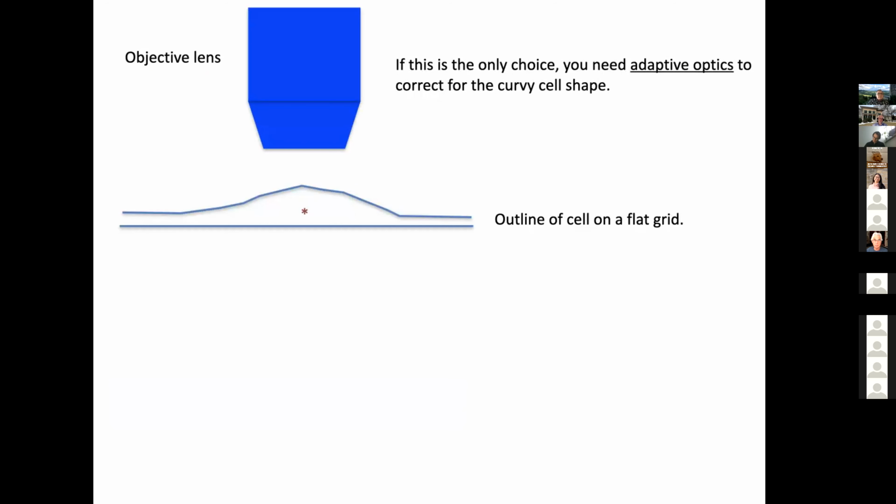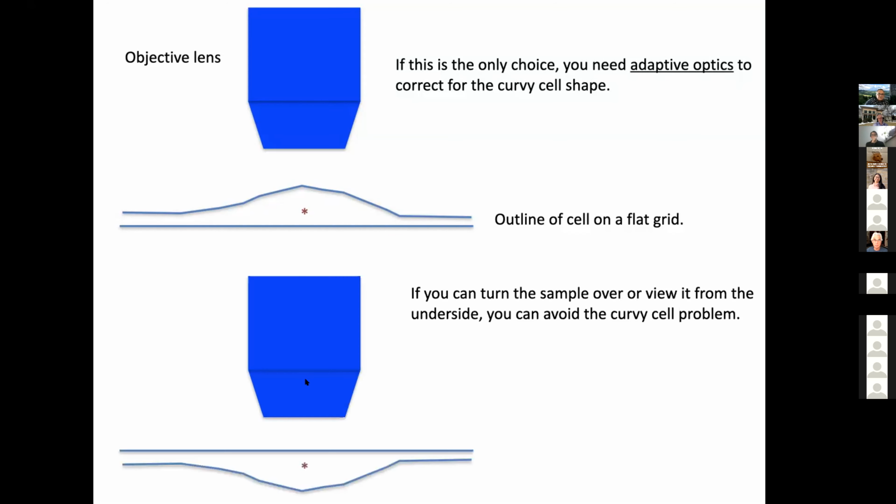So if this is your only situation, you have to look down on the top of it. To get an SMLM map, you'll need to use adaptive optics. And there are now objective lenses with adaptive optics built in. Although I haven't seen it done, by rights, they have enough adaptation that you should be able to compensate for the curvature of the cell.